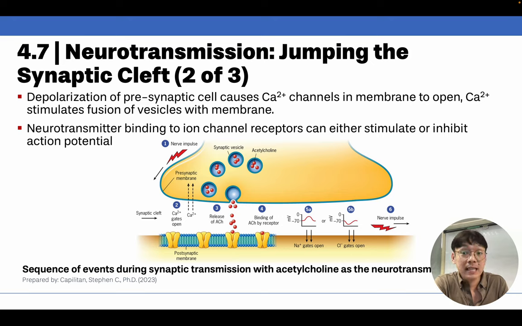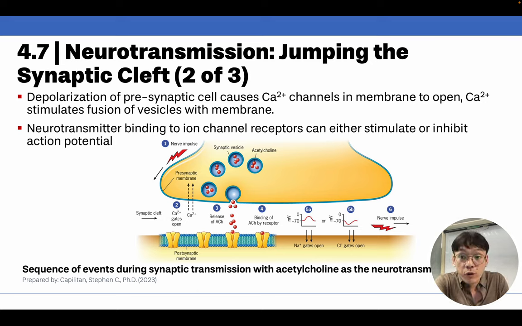Depolarization of the presynaptic cell causes calcium channels in the membrane to open. The calcium stimulates the fusion of the vesicle membranes, and the neurotransmitter binding to ion channel receptors can either stimulate or inhibit an action potential. These are the sequence of events during synaptic transmission with acetylcholine as the neurotransmitter.